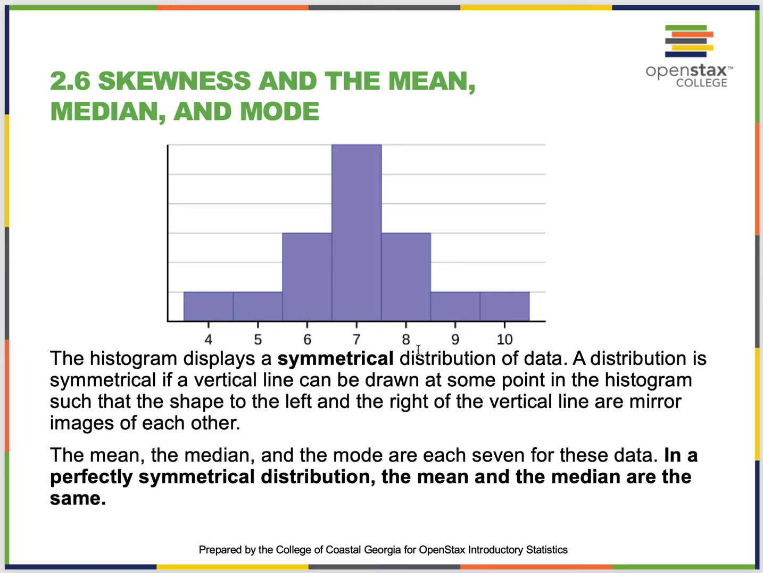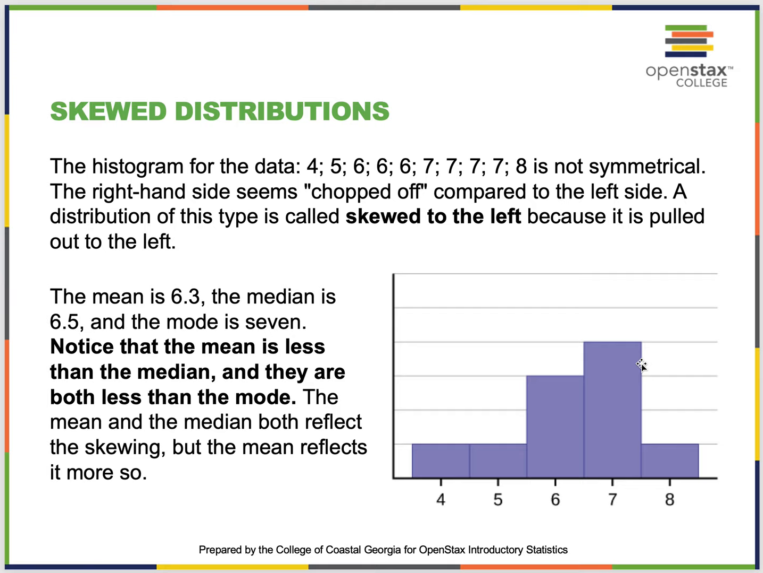The mean, median, and mode of each of these data is 7 for each one of these. When you have a perfectly symmetrical distribution, the mean, the median, and the mode are the same. This data is skewed a little bit. It means it's skewed to the left. The left tail is longer than the right tail. Here it's symmetrical because the tails are equal. So this is skewed to the left, meaning the left tail is longer.